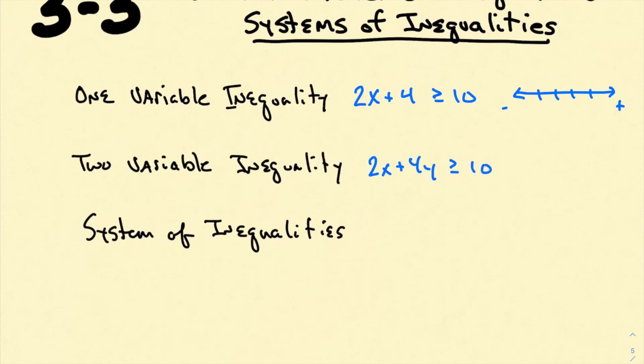A two-variable inequality might look like 2x plus 4y is greater than or equal to 10. And now, because we have two variables, an x-axis and a y-axis, we need a coordinate plane in order to graph them, because we have to be aware of the x and the y-axis and how they work together.